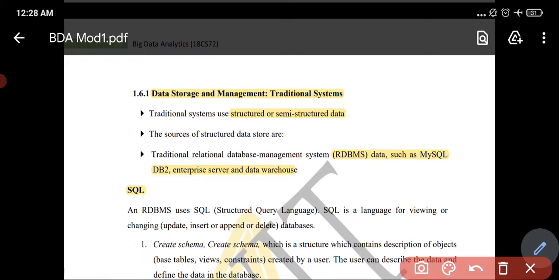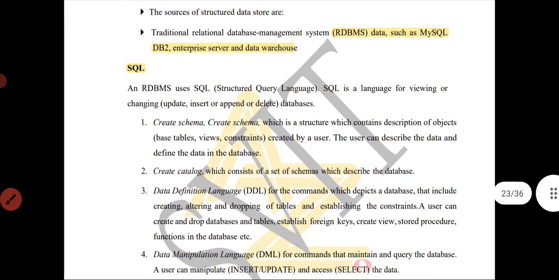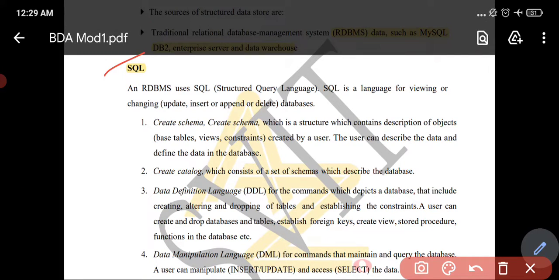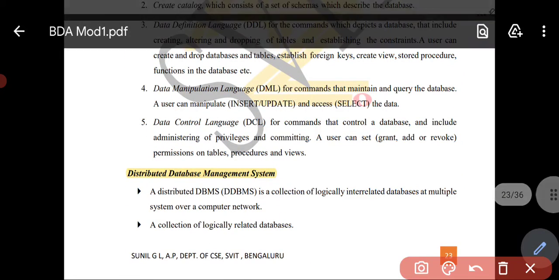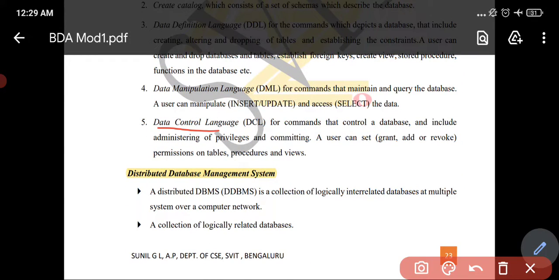So first start with SQL. Traditional is nothing but structured data. The sources of structured data are RDBMS, MySQL, enterprise server or data warehouse. These are all the sources where we can get this traditional system. And here in the traditional system we learn about SQL, that is structured query language. Here we can do create, update or delete operations. We can create a schema, create catalog, we use the data definition language, and even data manipulation language, and we use the data control language, that is DCL, is also used.